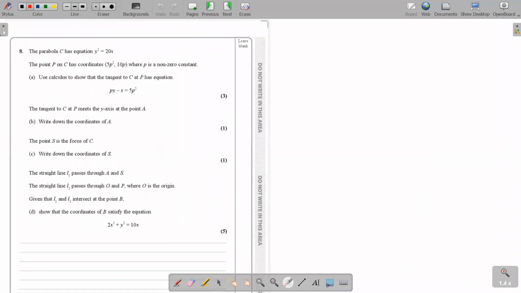Okay, question number 8. The parabola C has equation y square equal 20x. The point P on C has coordinates 5p square, 10p, where p is a non-zero constant. Use calculus to show that the tangent to C at P has this equation. Okay. So we have a parabola. We don't need to draw any of this. The parabola has equation y square equal 20x. So we have a point P on the parabola, which is 5p square, 10p.